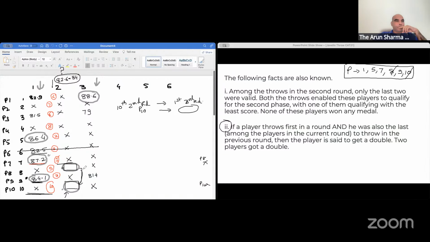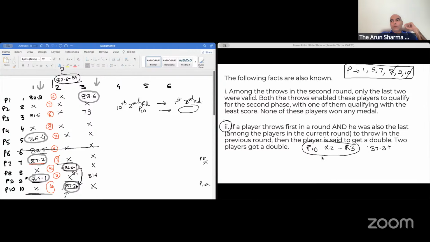then, right? So if we assume that P10 is a double, P10 from round 2 to round 3 achieves a double, which is a possibility, then P10's throw in round 2 has to be greater than 87.2. And in that scenario, the 82.6 to 84 score goes to P8. So P10's value has to be greater than 87.2 in that case. This is something we can work out here if there's a double.